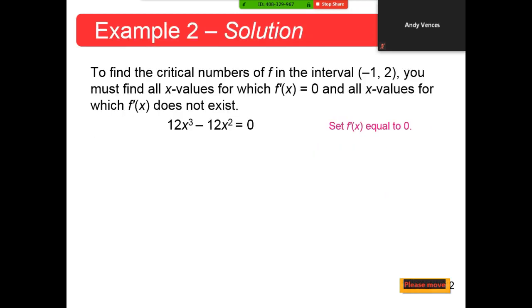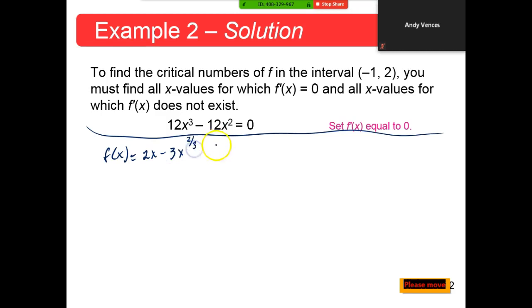Okay. And that's the last slide in the section. So let's do, it's not the last example in the section, there's two more, examples 3 and 4. Let's do example 3. Find the extrema of f of x is equal to 2x minus 3x to the 2/3 on the interval -1 to 3. Okay?